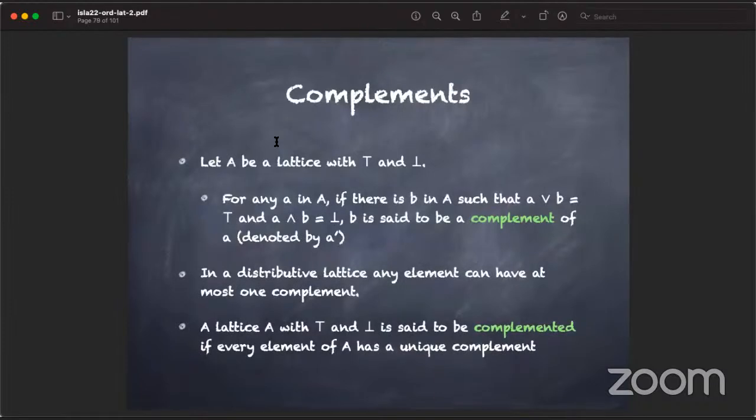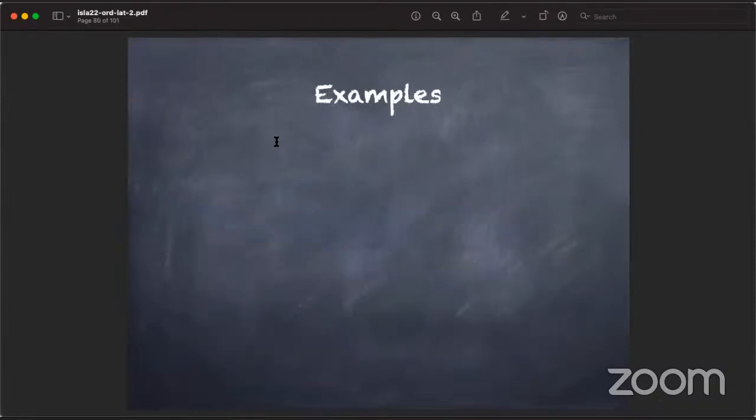But if every element has a unique complement, then the lattice is said to be complemented. If for the lattice A with top and bottom, for every element A there exists a complement of that element, then we say that the lattice is complemented. These are just definitions. So let's go into some examples now.